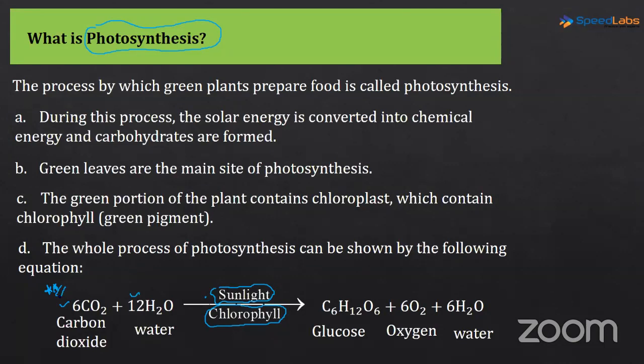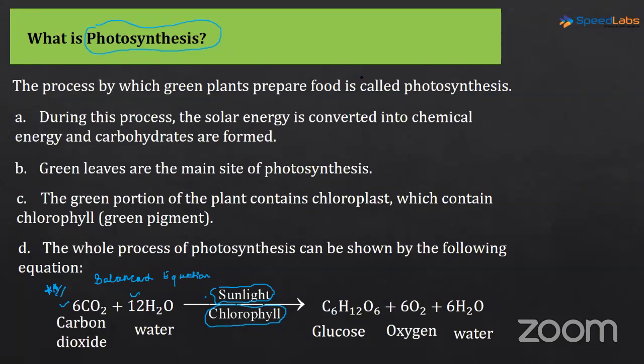Photosynthesis is something you have been doing since childhood, right? Photosynthesis is something we learned in very small classes: it happens in green plants, these things are needed, and this product is formed. An important thing here is that whenever you are writing the reaction, it needs to be a balanced equation or a balanced reaction. You need to balance both sides.